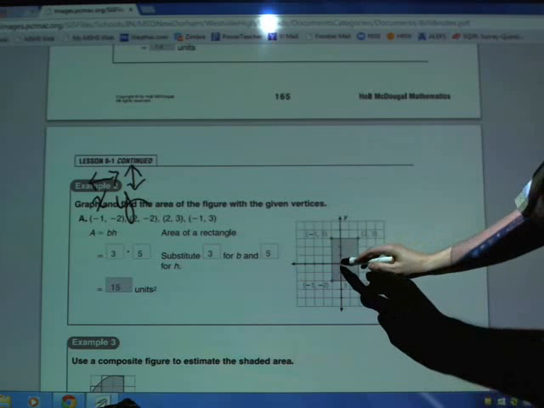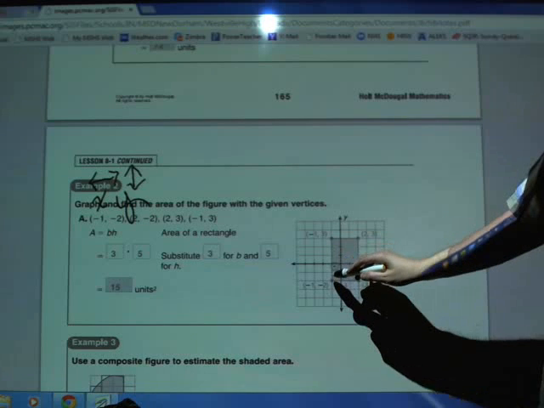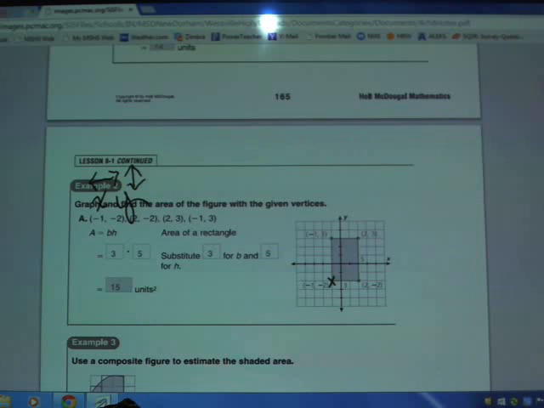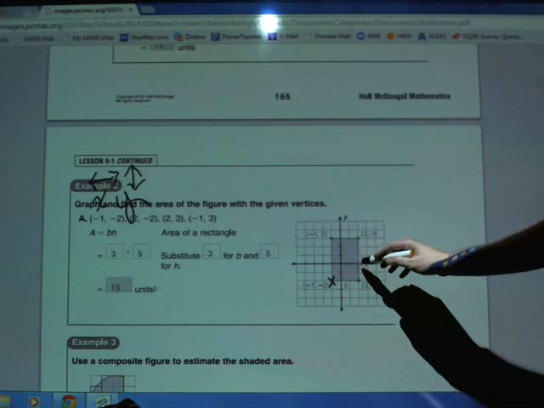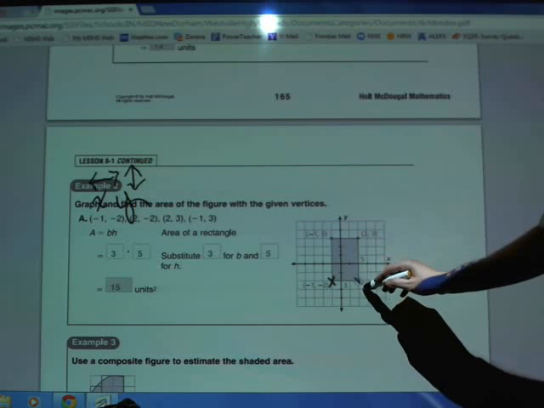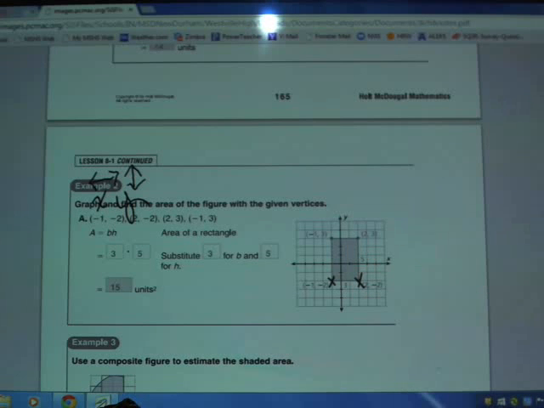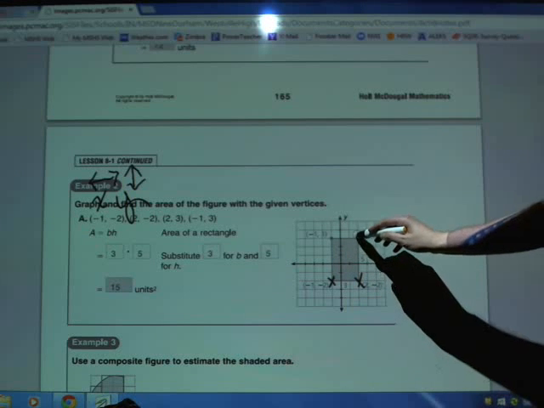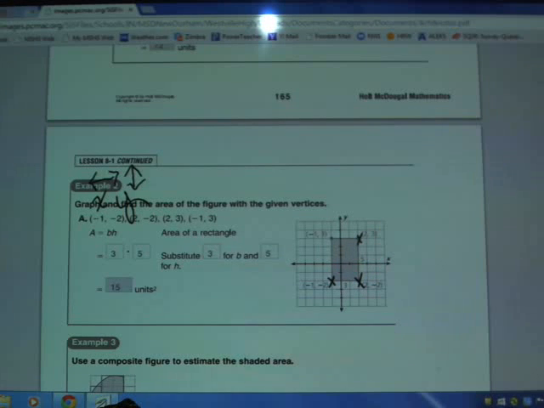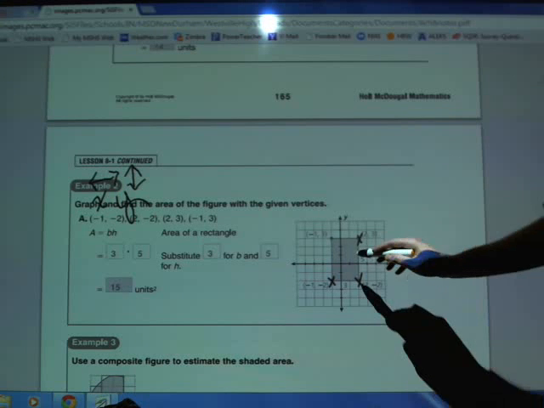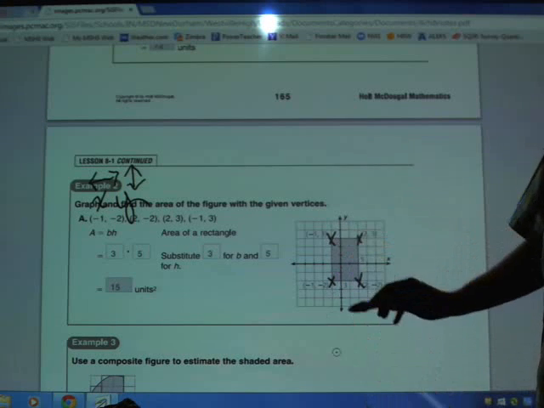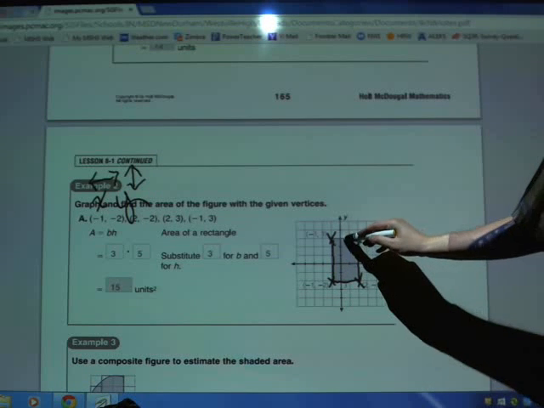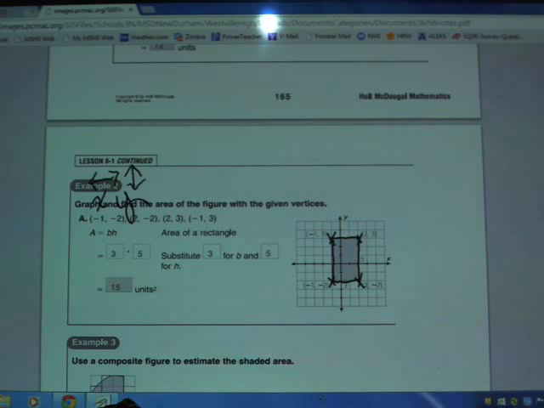That means from the origin, I'm going to go left to -1, and then down to -2 and put a point. For 2, -2, from the origin, that means I'm going to go right to 2 and down to -2 and put a point. And for 2, 3, that means from the origin, I'm going to go right 2 and up 3 and put a point. And finally, with -1, 3 from the origin, I'm going to go left 1 and up 3 and put a point. And I'm going to connect my points, and as you can see, we have our rectangle there.